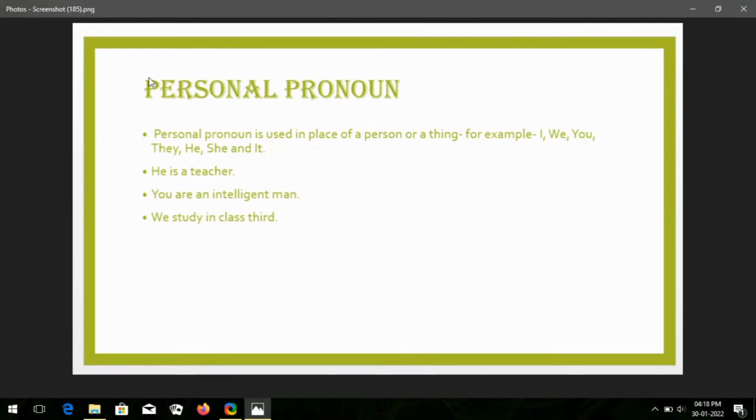So first of all, friends, here the personal pronoun. A personal pronoun is used in place of a person or a thing. For example, I, we, you, they, he, she, and it. All these are personal pronouns. Fine. They are counted as personal pronouns. For example, he is a teacher. You are an intelligent man. We study in class 3rd. So here he, you, and we are playing the role of personal pronoun. Fine. I hope you are getting it, students.